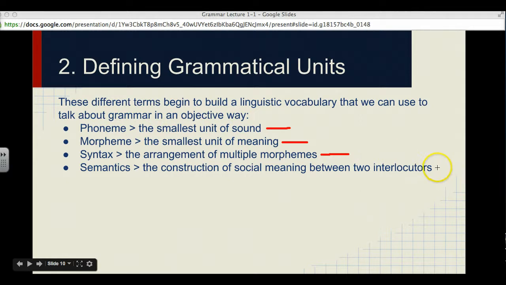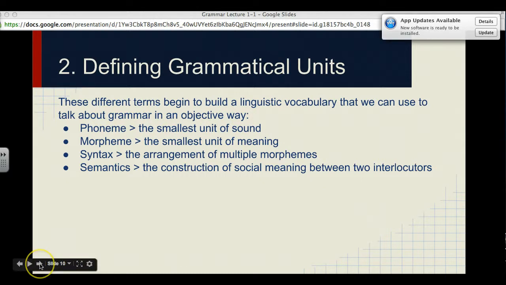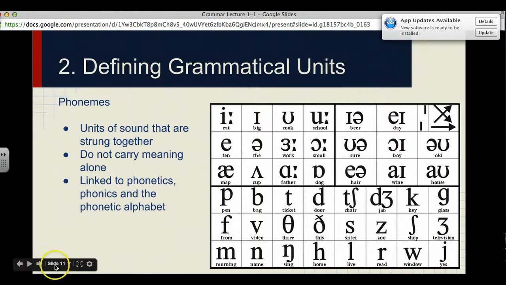The last one, which we'll probably use the least in this class but is perhaps one of the most interesting, is semantics. That's the construction of social meaning between two interlocutors, two people who are speaking or writing. That involves a lot of different things socially, and how we as human beings take phonemes, morphemes, and syntax and use them all together to construct meaning that we can use socially. So let's start to dive into some of these things individually. Let's take a look at phonemes first.